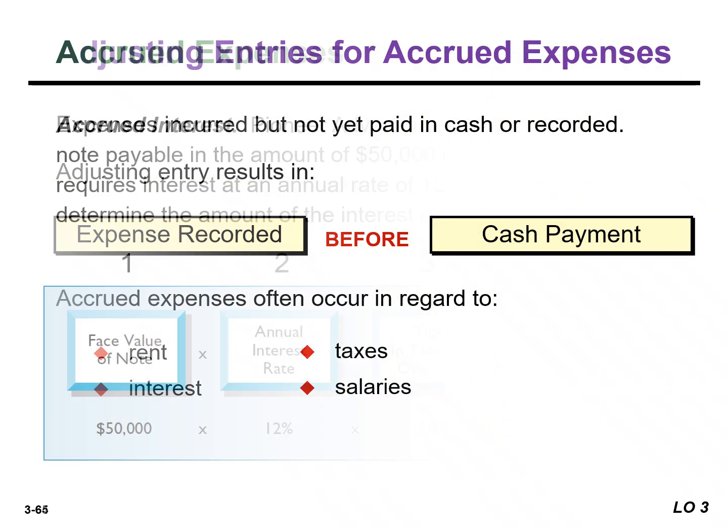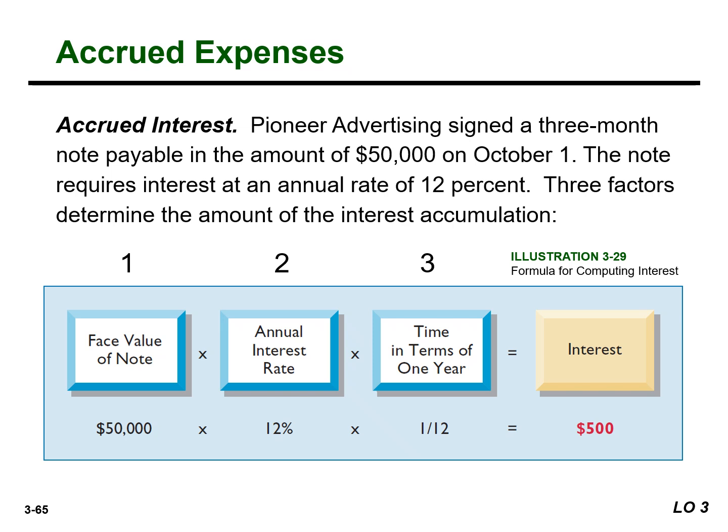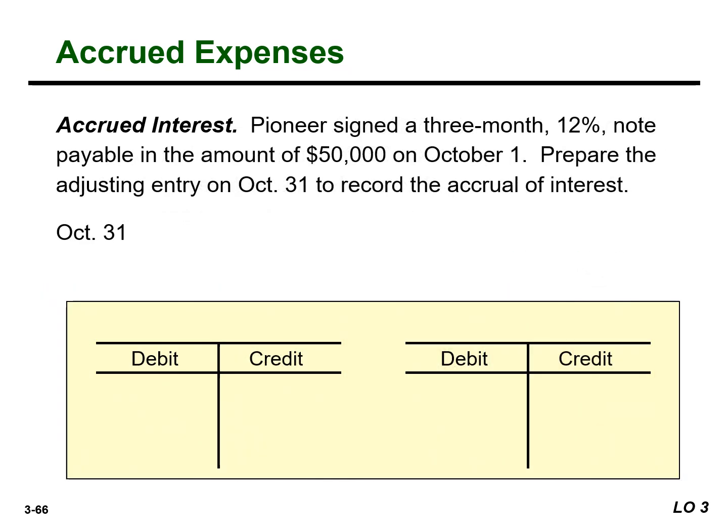Expenses are basically the other side of it, right? A lot of it is like interest expense. So we have a 3-month note payable in the amount of 50,000. The note requires annual interest of 12 percent. Three factors determine the amount of interest: the face of the note, the annual rate, and the time in terms of the year. So 1 month's worth of interest is $500.